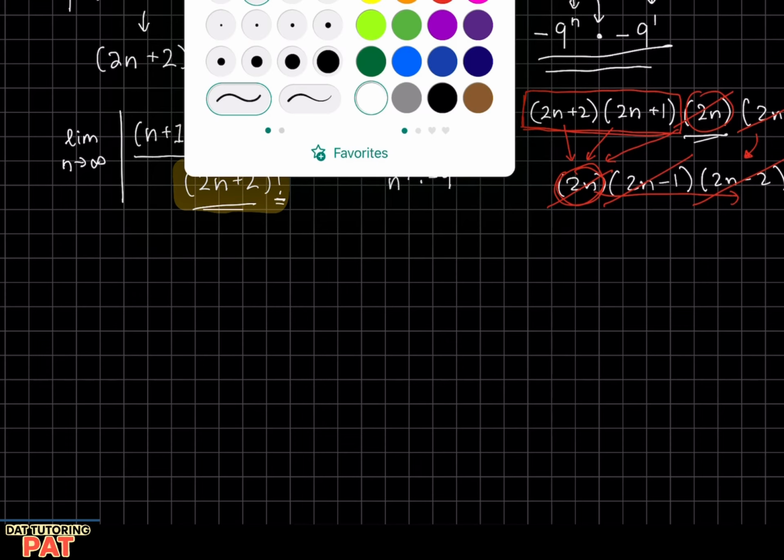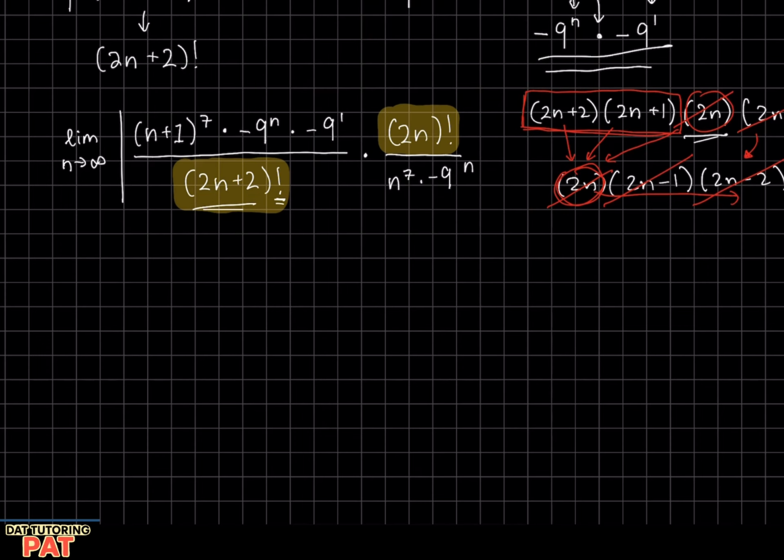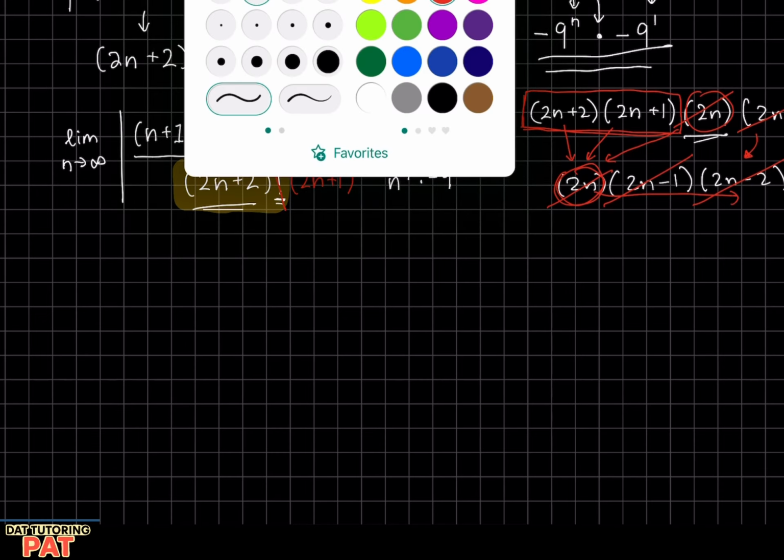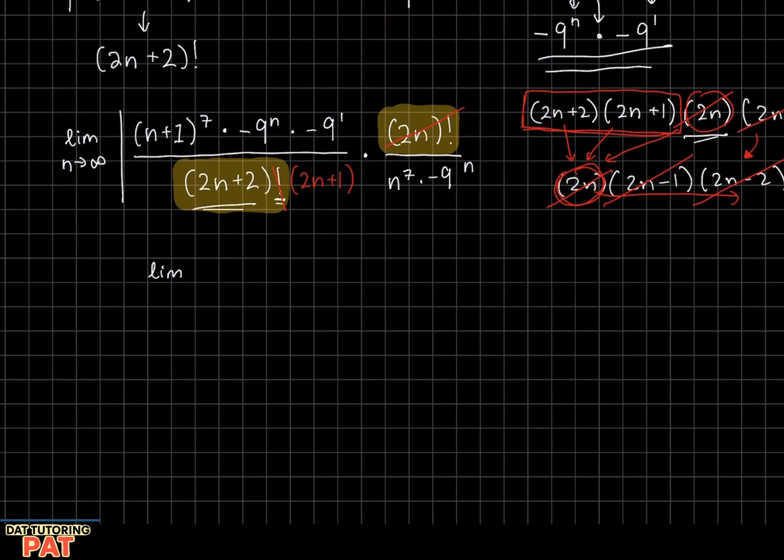So let's go ahead and write that. Since we know that this 2n factorial will cancel out, this is going to cancel out as well. We also have that 2n plus 1. So let's rewrite this. The limit as n approaches infinity. Make sure you always write this down. Don't forget it. I do it all the time. Don't do the same thing I do. 2 to the 7th times negative 9 to the n times negative 9, because this is just the first power, so negative 9 to the first power is still going to be negative 9.